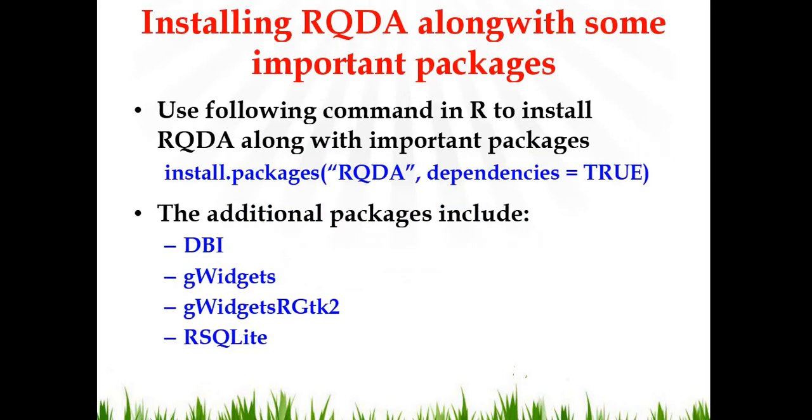So let's first talk about the RQDA installation along with important packages. And what are those packages? Those packages include DBI, then GWidgets, then GWidgetsGTK2, then RSQLite. And if you want RQDA along with these four packages installed simultaneously, then use this syntax: install.packages("RQDA", dependencies = TRUE).